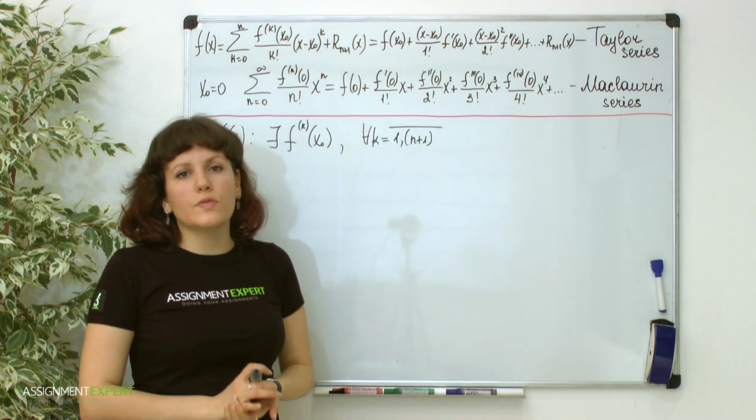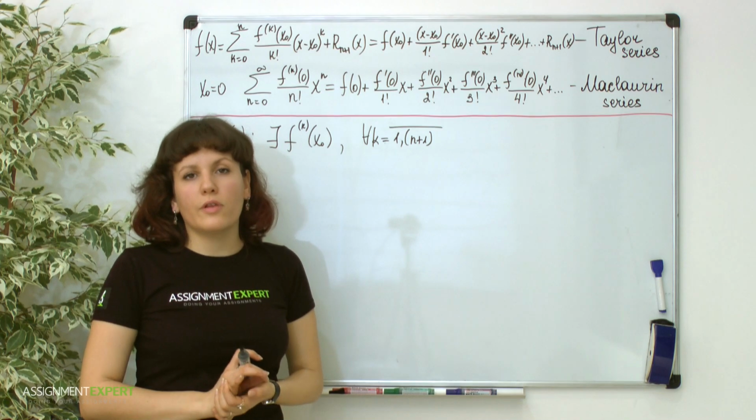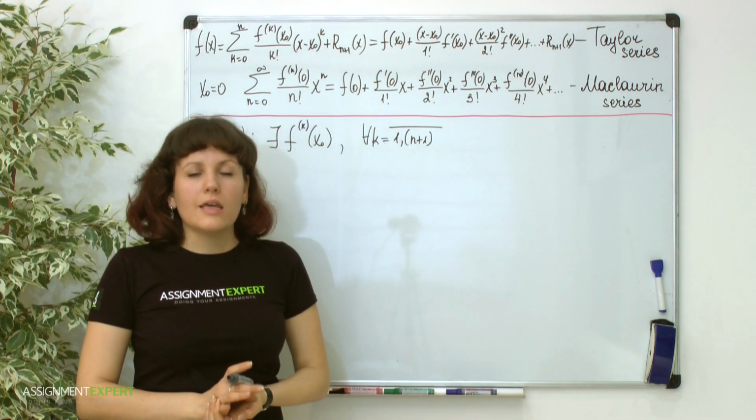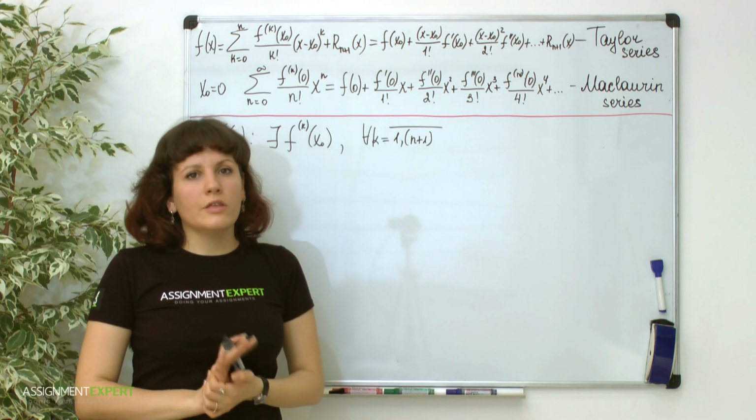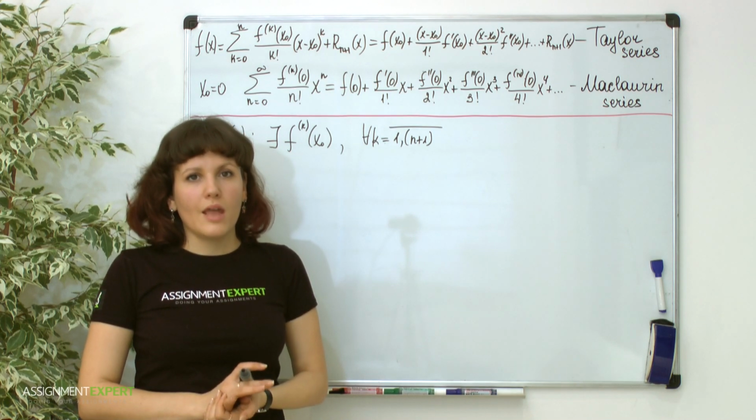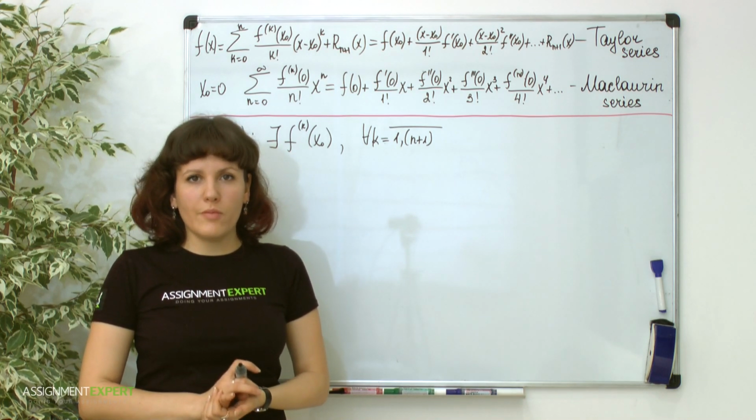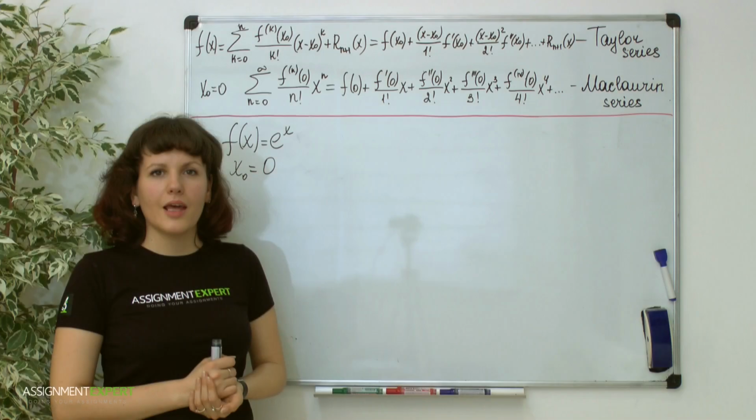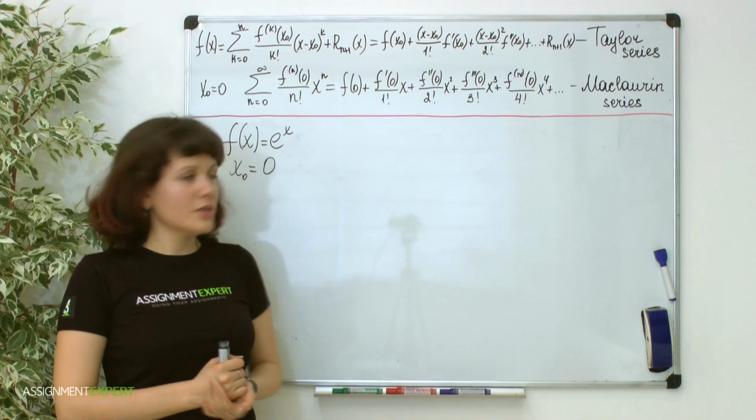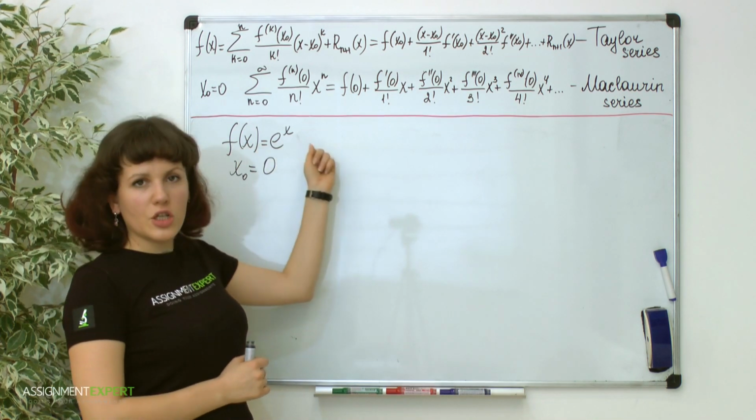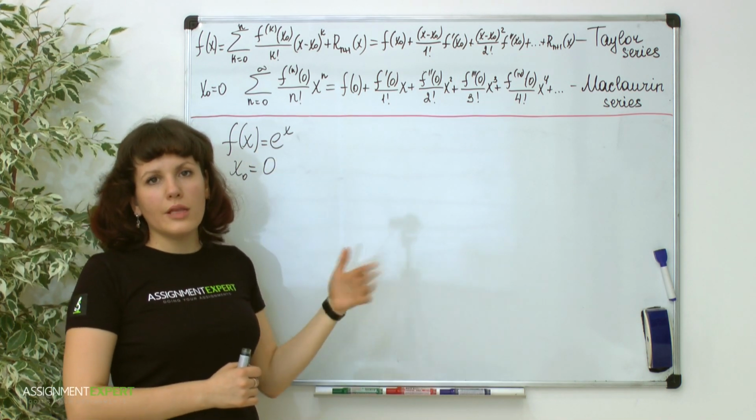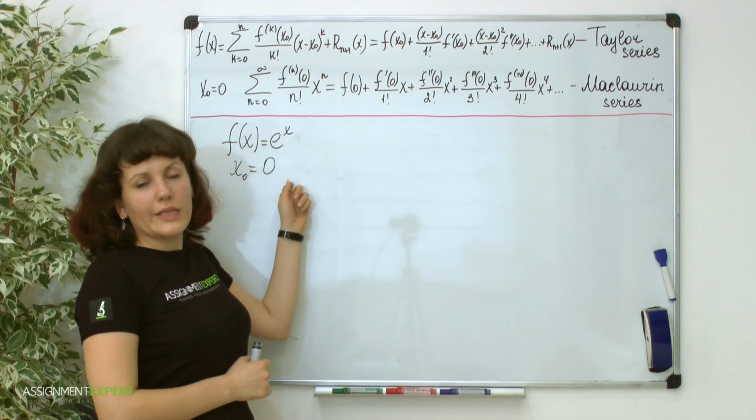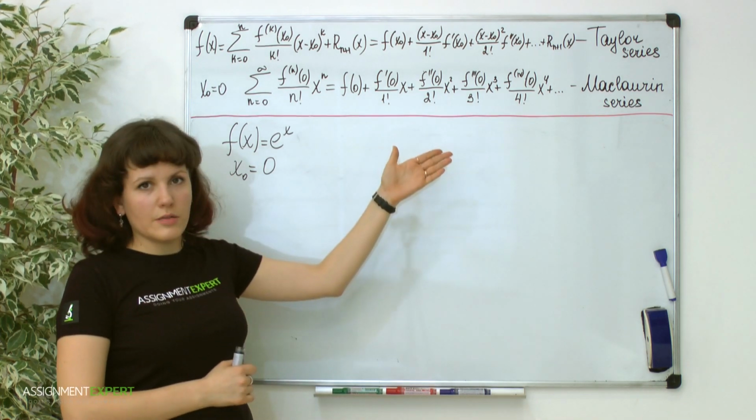In practice, it's useful to memorize certain expansions of elementary functions. It's like a table of derivatives or integrals. If you have it, you are saving your time in calculations. Now let's consider a couple of examples of how to apply Taylor series. We start with exponential function f of x equals exponential of x, and we'll expand this function in the vicinity of point 0. That's why it will be Maclaurin series.